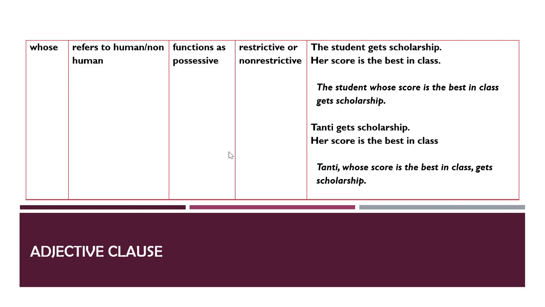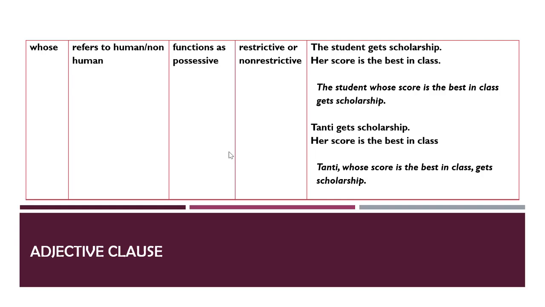No commas needed. Then the second example: Tanti gets scholarship. Her score is the best in class. Her score, her in this case refers to Tanti. Her is a possessive adjective. So the relative pronoun that can be used is whose. Tanti, whose score is the best in class, gets scholarship.